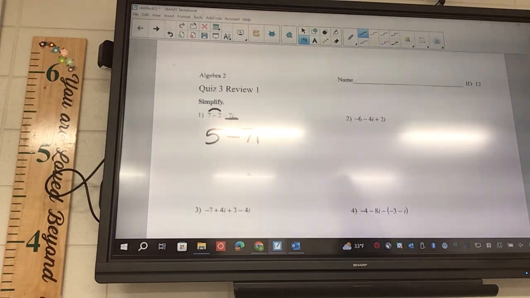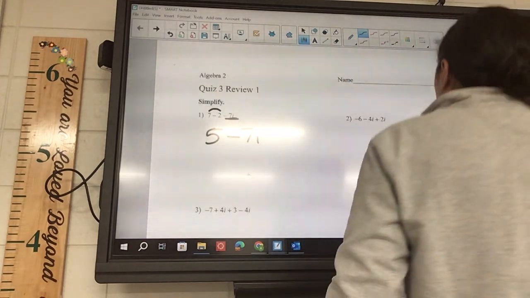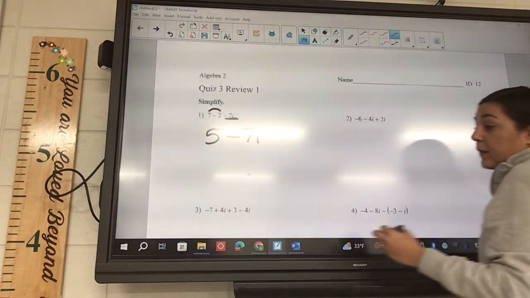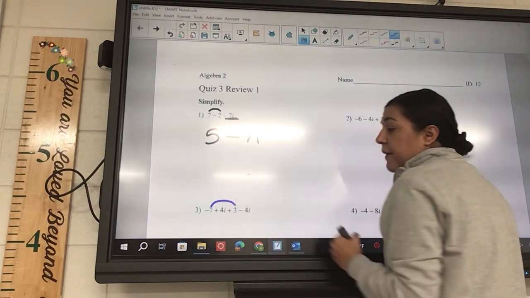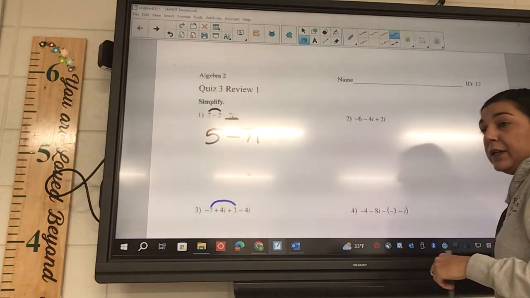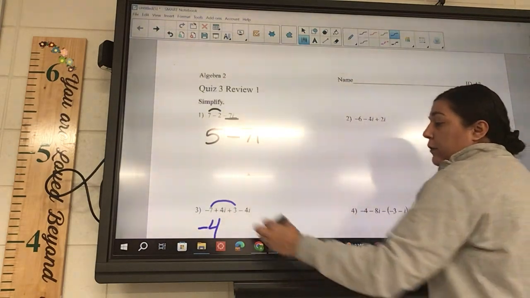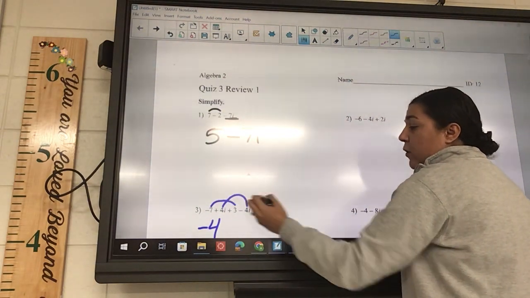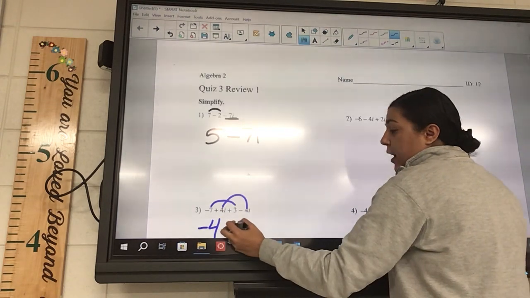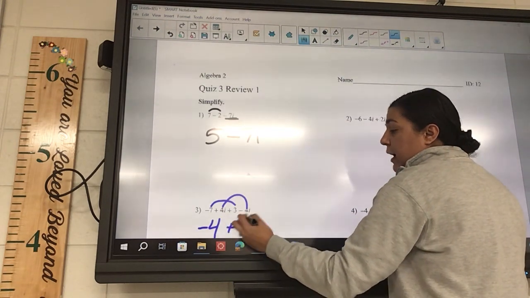Okay? Look at number 3. Who can go together? 7 and 3. The 7 and the 3. So negative 7 plus 3 is negative 4. And who else can go together? The fours. So 4 minus 4 is 0, which is 0i. So we can say plus 0i.